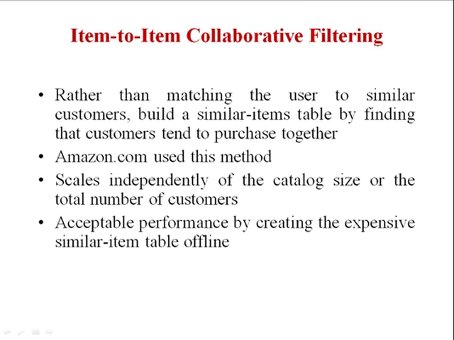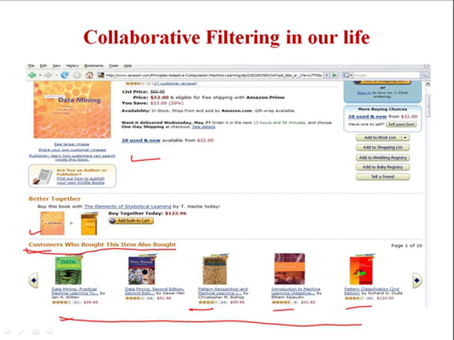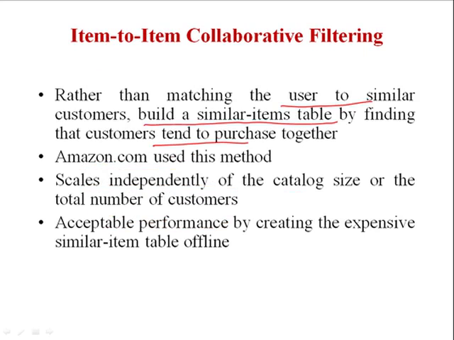Item-to-item collaborative filtering: rather than matching the user to similar customers, build a similar-item table by finding items that customers tend to purchase together. For example, in the previous example, the person who bought the book on data mining also purchased the book named The Elements of Statistical Learning by T. Hastie. So this is an example. Amazon.com uses this method. It scales independently of the catalog size or total number of customers, because the number of items is fixed but the number of users is not fixed. It has acceptable performance by creating the expensive similar-item table offline.